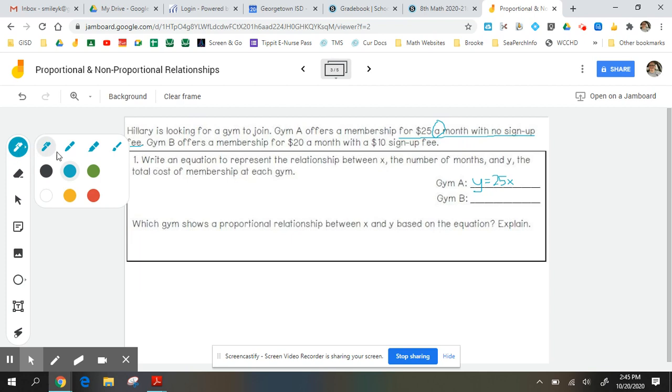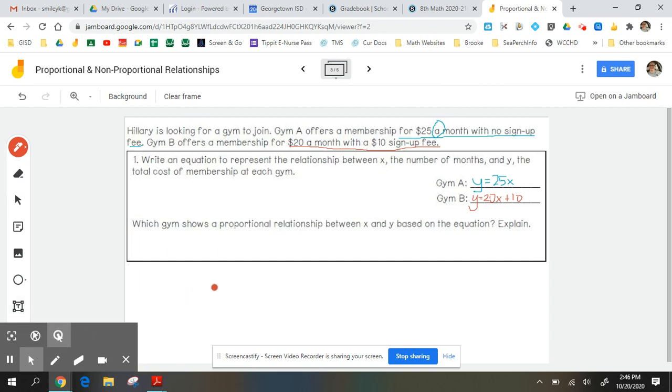Gym B, I'm going to use red, offers a membership of $20 a month with a $10 sign-up fee. So we're going to have a little bit extra. We'll have y equals 10x. Hopefully y'all caught what I did wrong. It is supposed to be 20x. $20 a month plus the $10 sign-up fee. The $10 sign-up fee is your y-intercept.